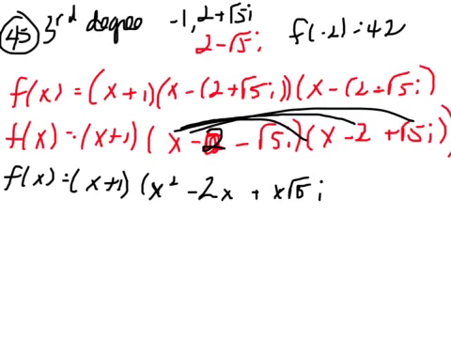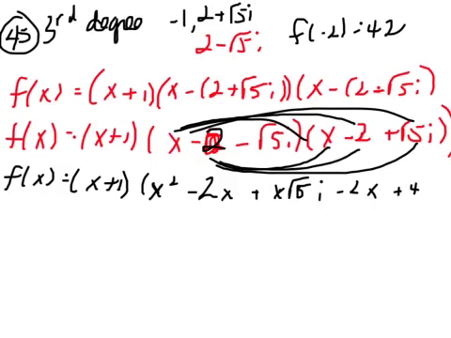Okay, now I'm going to distribute a negative 2 times x. That's a negative 2x. Negative 2 times negative 2 is a plus 4. And negative 2 times a positive square root of 5i is a negative 2 square root of 5i. And now I got to distribute and I'm going to change colors just to help me more than y'all. Negative square root of 5 times x would be a minus x square root of 5i.